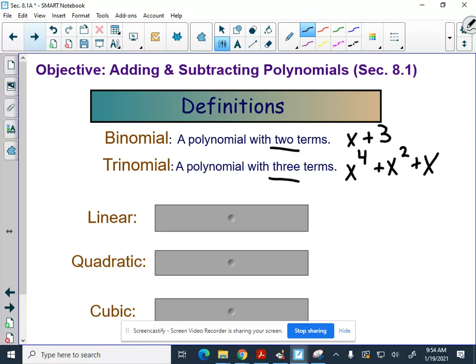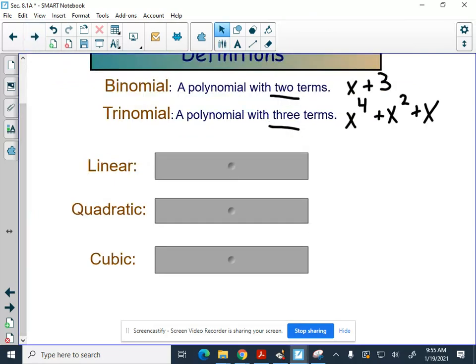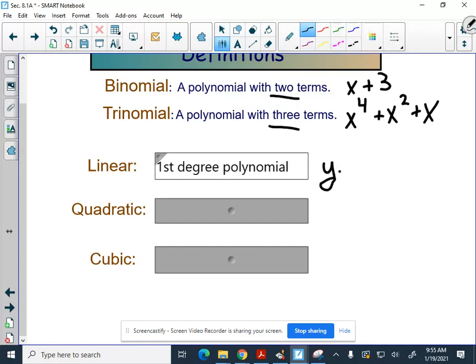Now, we have dealt with linear equations. Y equals mx plus b. So a linear equation is typically a first degree polynomial. And again, I'll show you why. Y equals 2x plus 1. Why is it first degree? The power on this is 1. The power on this is 0. So it is a first degree polynomial. Make sense?